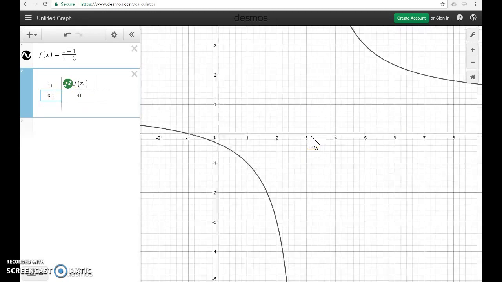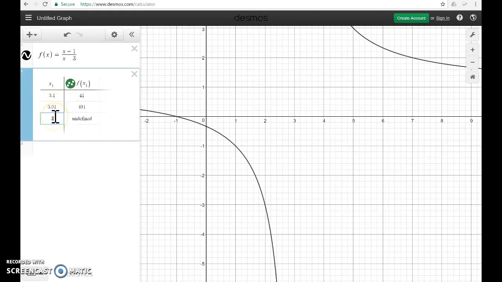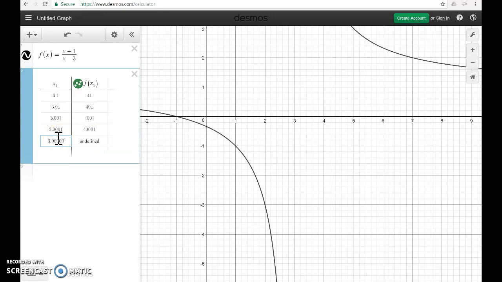Let me zoom in a little so I actually get a 3. There we go. Just to the right, for example, would be 3.2, so 3.1 would be right here. Okay, so the y value is negative 41. All right, let's get closer: 3.01, 3.001. Notice that I'm adding more and more zeros, and our outputs are just getting larger and larger.